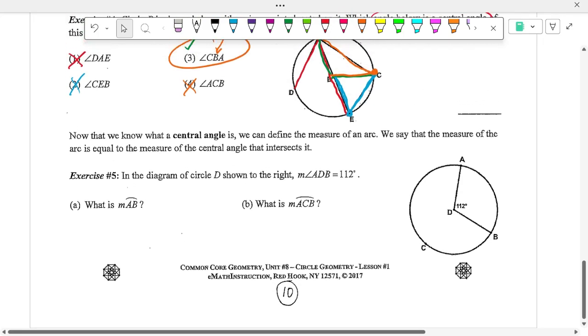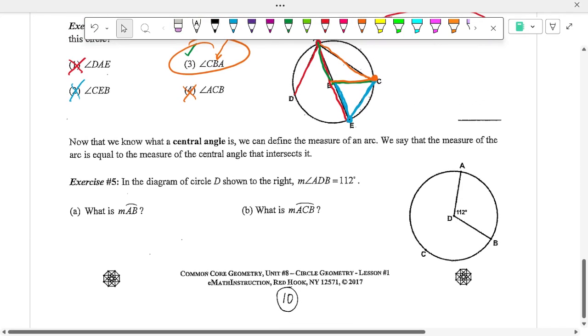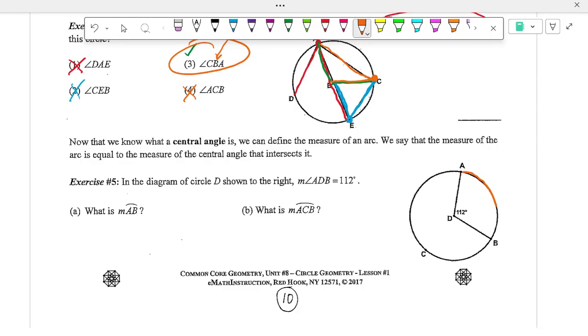All right, last one. If ADB is defined as 112, what is the measure of arc AB? So this arc right here. 112. That's the ice cream on top of the cone. So this is 112 degrees. What about ACB? So this side. It's not 180. So I would do 360 minus 112, which would equal what? 248. All right. Any questions on that?